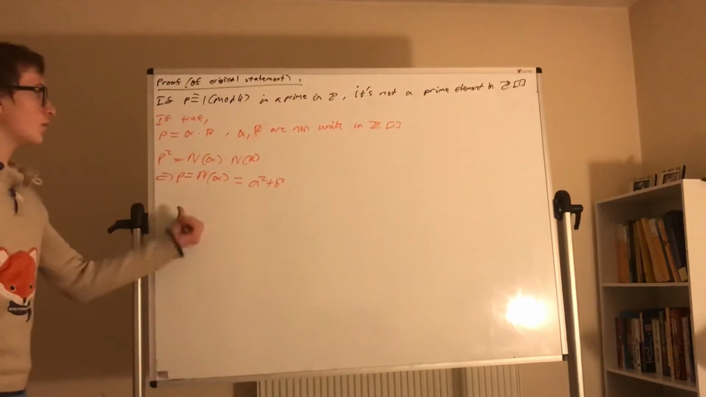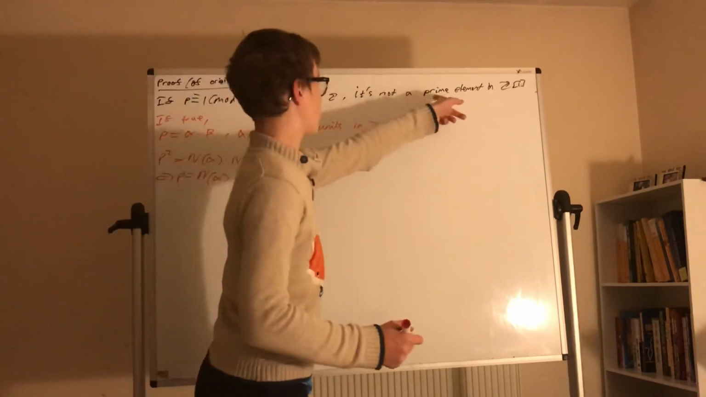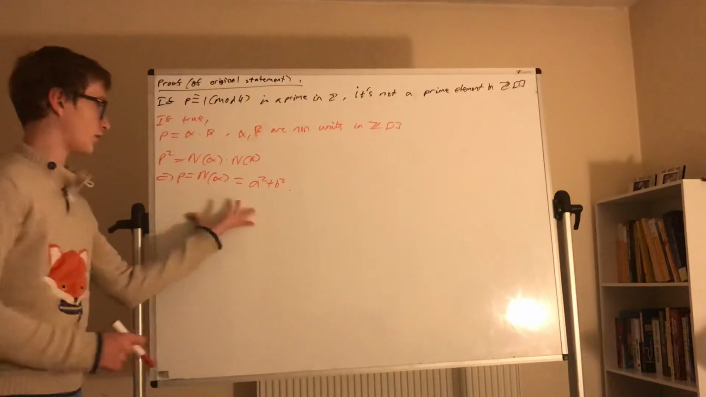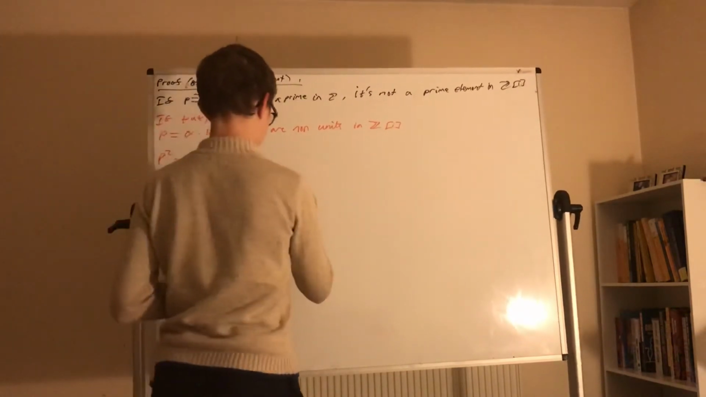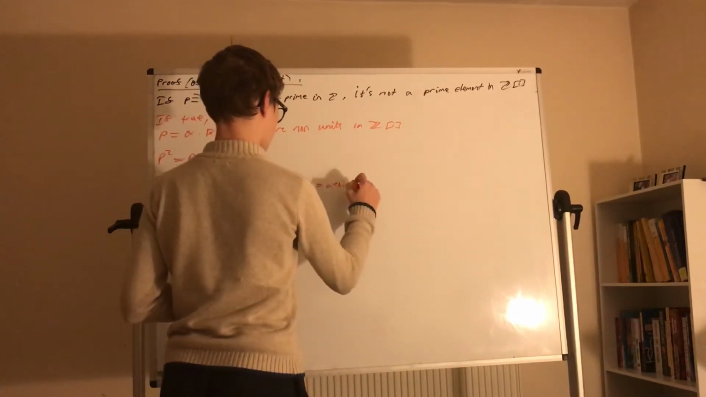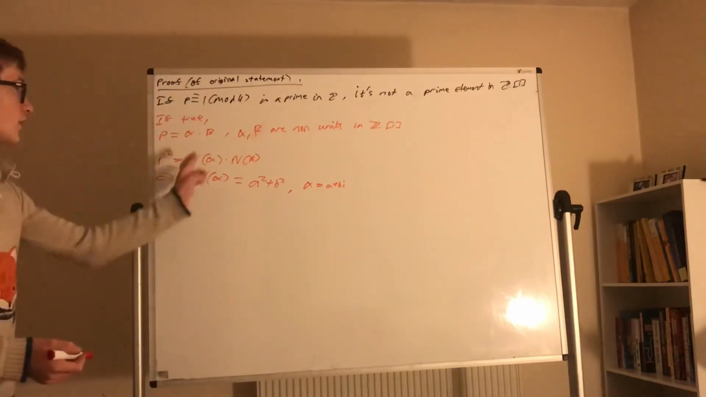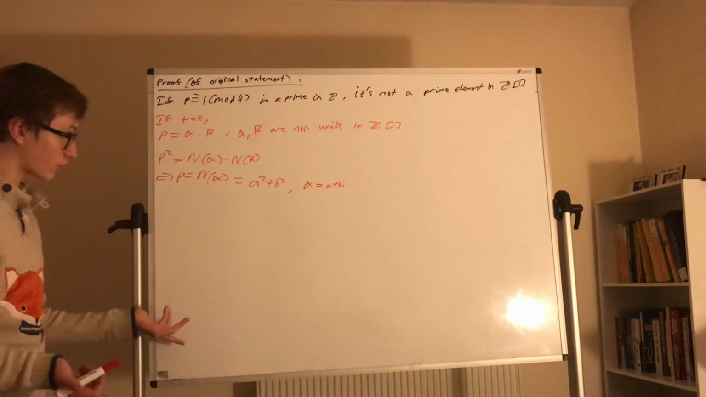Alright, so if this is true, then yes, it does hold, where alpha equals a plus bi. So if it is true, then it holds. But we have to show that it is true.